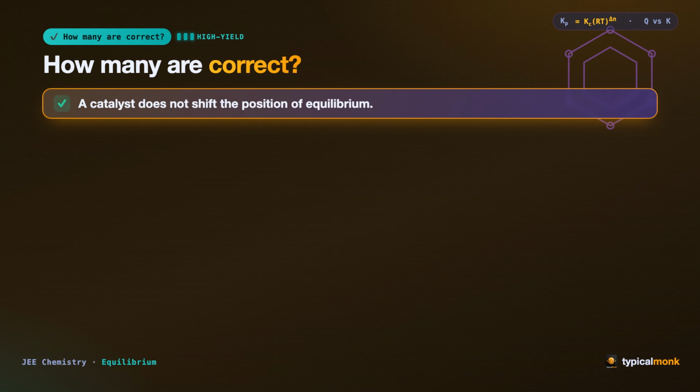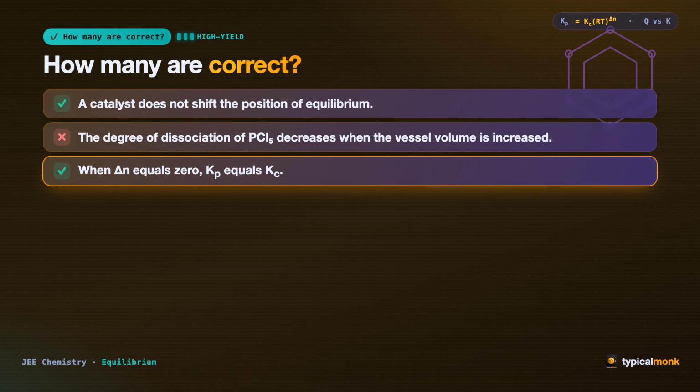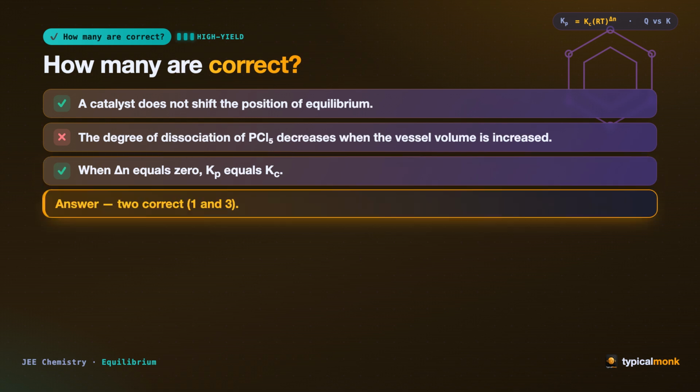This is a JEE favorite format. I will read out statements. You silently count how many are correct. Statement 1. A catalyst does not shift the position of equilibrium. Statement 2. The degree of dissociation of phosphorus pentachloride decreases when the vessel's volume is increased. Think carefully about this one. Statement 3. When delta N is 0, Kp equals Kc. So, how many are correct?